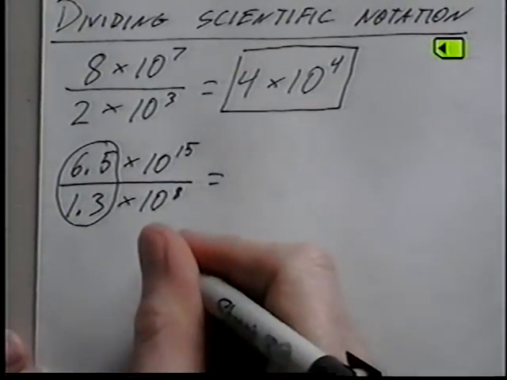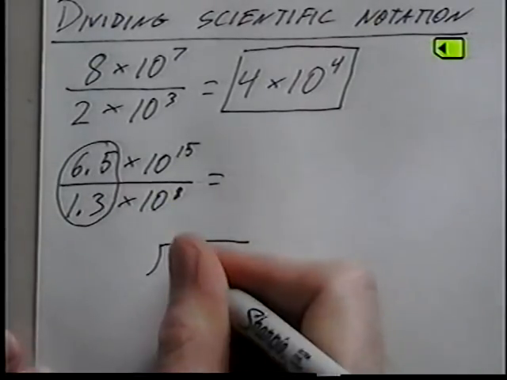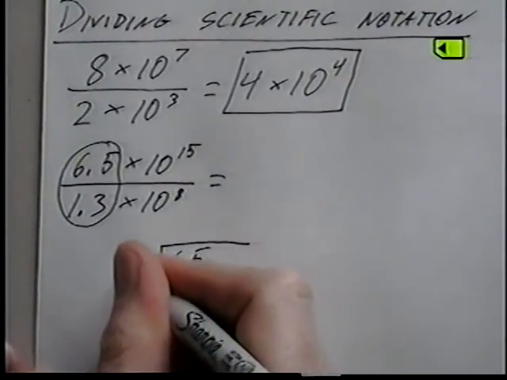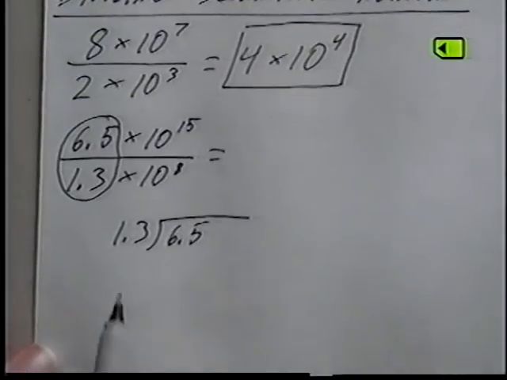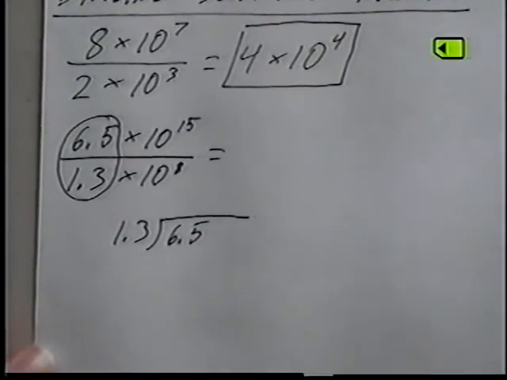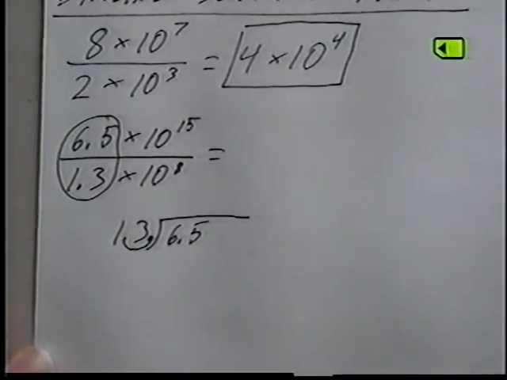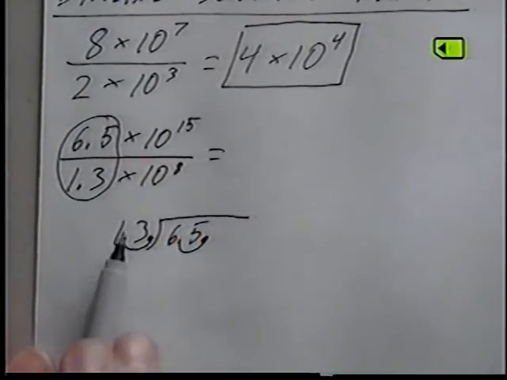So if you have decimals, you can do long division to divide the numbers. The numerator goes inside, 6.5, and we're dividing by 1.3, so that goes outside. If you have a decimal on the outside, you can move that over and make it 13. If you move this decimal once, you also move 6.5 once. So now we have 13 into 65.